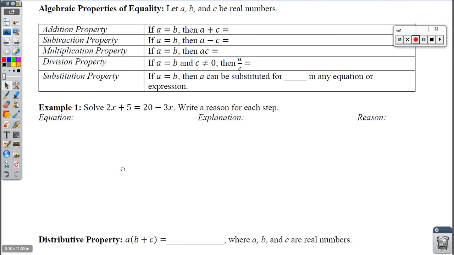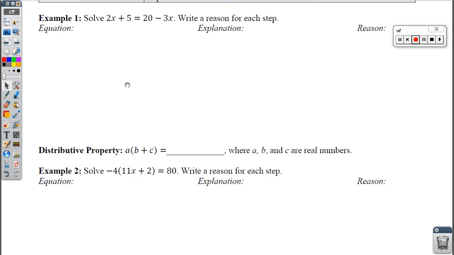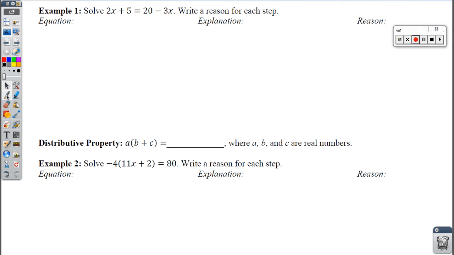Let's look at solving something now. Example 1, we've got space for the equation, space for the explanation, and then space for the reason. So we're going to start with the very beginning here. So I'll just copy down what's there. 2x plus 5 equals 20 minus 3x. And this was given to us. And I'm actually going to copy given over for the reason as well. So that's what we were given.